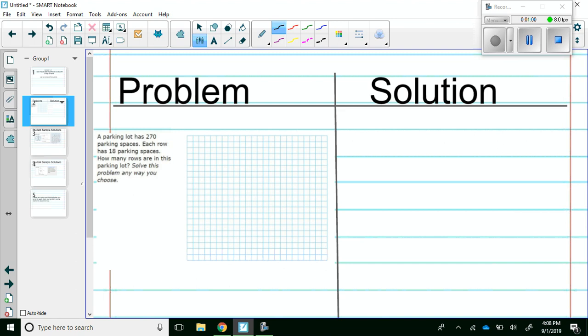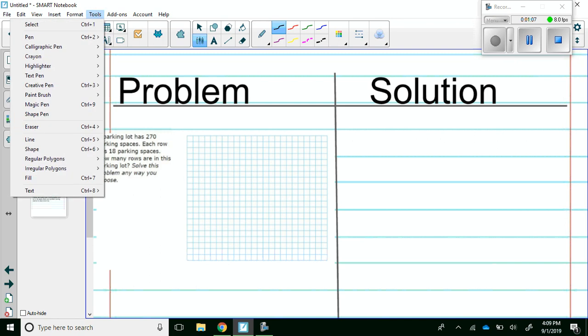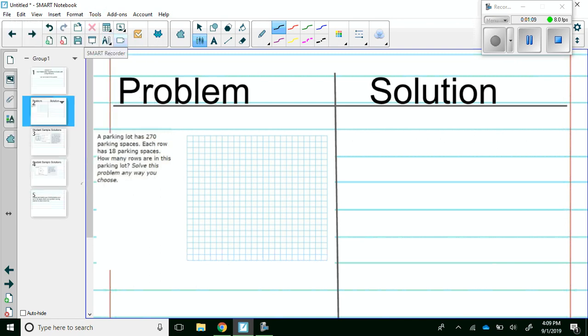Now that we're back, I want to solve the problem. To do that, I want to start with cubes. So first, I circle the number. I have 270 and 18. Next, I want to underline the question. How many rows are in this parking lot? Next, I want to box the keywords. Each, and then rows.